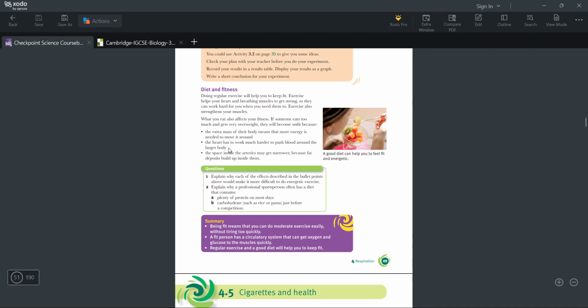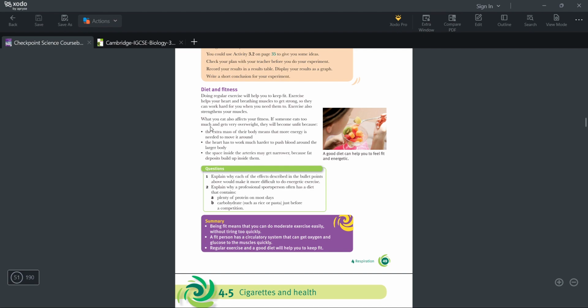These people's hearts will need to do a whole lot more pumping, with more pressure, because they generally have a larger volume, and that means the blood needs to be pushed around a larger body, so the heart is under more pressure when they exercise. Space inside the arteries gets narrower because fat deposits build up inside, which can put pressure on your arteries and can lead to heart disease and in the end a heart attack.